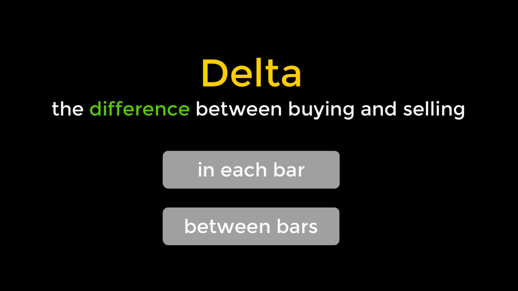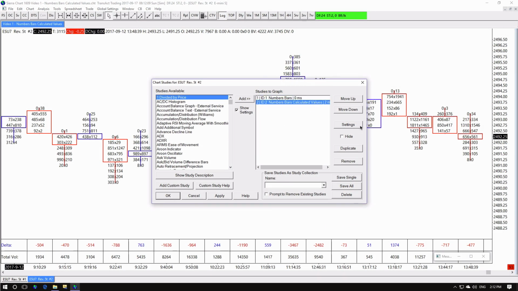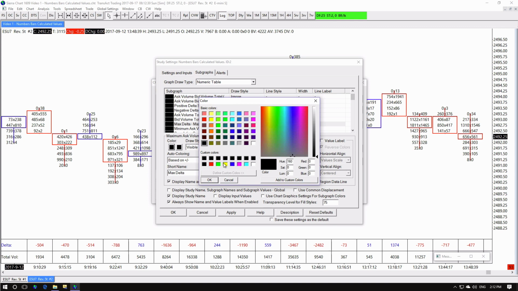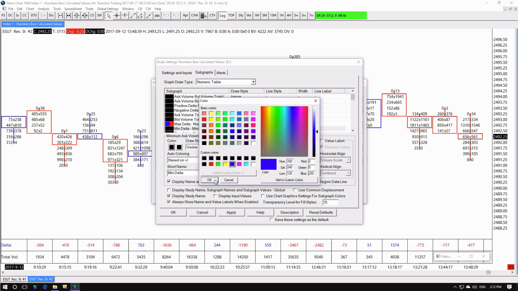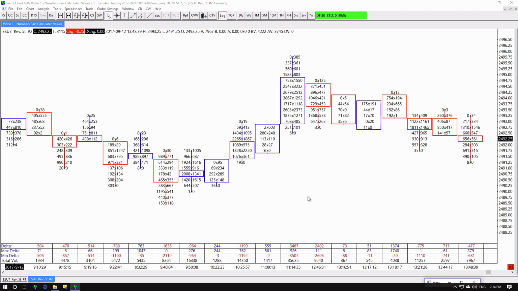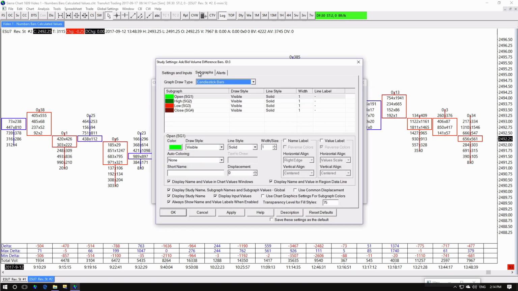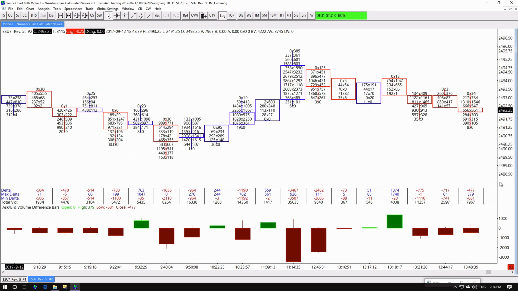bar-to-bar basis. Sierra Chart has several standard built-in studies that let you view bar delta. You can use the numbers bars calculated value study to add a table of values below the main chart region. Here we can see the bar's delta, the bar's maximum delta, and minimum delta. You can also add ask, bid, volume difference bars to a chart. This gives us a graphical view of the open, high, low, and closing delta values for each price bar.